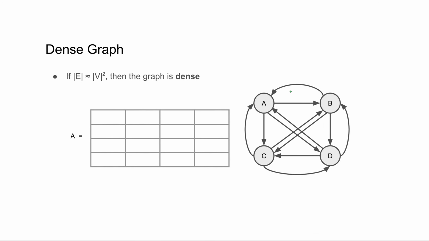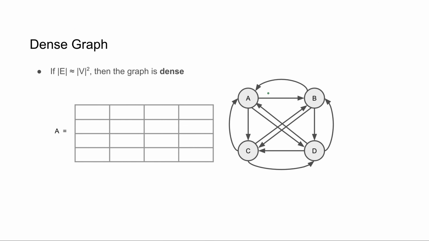Now we'll be looking at the concept of a dense graph. Okay. So suppose that you have V vertices, then if each of these vertices is connected to every other vertex and itself, then the total number of edges will be equal to V square. And if this V square is equal to or approximately equal to the number of edges, then I will call that graph a dense graph.